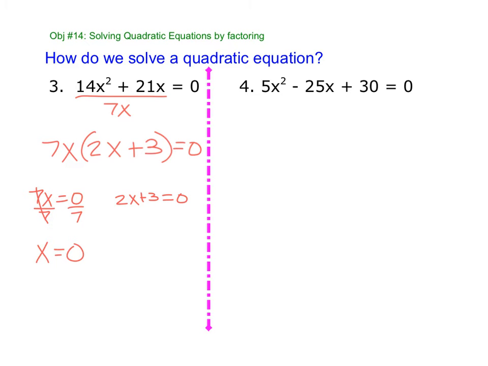The second one, we are subtracting 3. Remember, you add and subtract first. So 2x equals negative 3, and then divide by 2. So x equals negative 3 over 2.